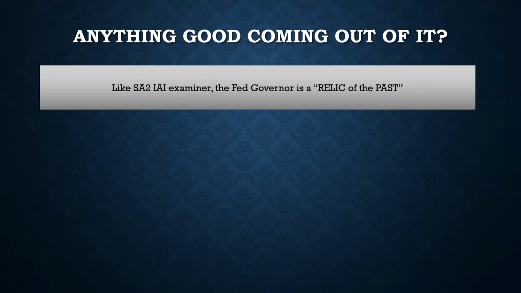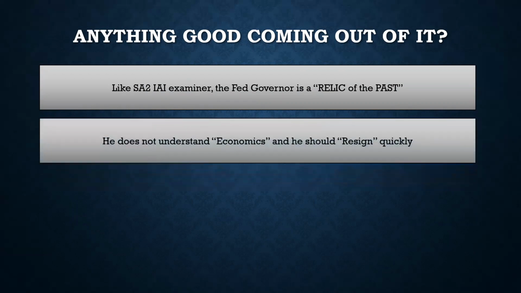So as ridiculous as that, the Fed governor is a relic of the past, I believe. As I mentioned earlier, he might have been a good economist in his time, but this is not his time anymore. He does not understand economics, or his understanding of economics is quite flawed, and he should resign quickly. Someone else should take over, right? He has completely messed up the economics of the US and also the economics of the world because of that.